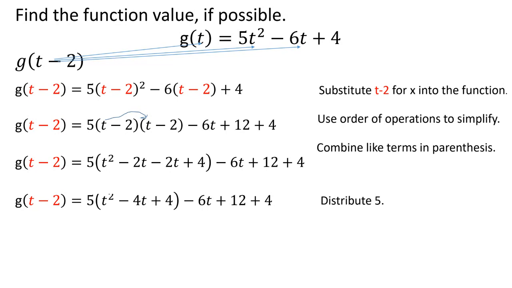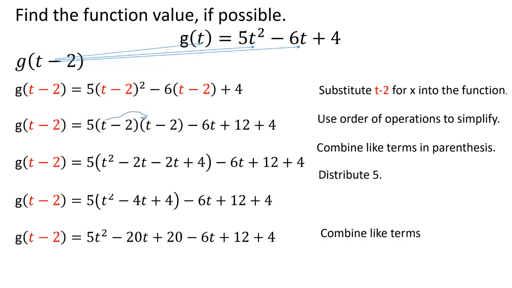We have to distribute the negative 6 to the t minus 2. So then we have negative 6 times t is a negative 6t. A negative 6 times a negative 2 is a positive 12. And again, we still have the 4. Okay. So the last thing we have to do before we combine all of our like terms is distribute the 5 so we can get rid of the parentheses. So when we do that, we're going to end up with a 5t squared minus 20t plus 20.